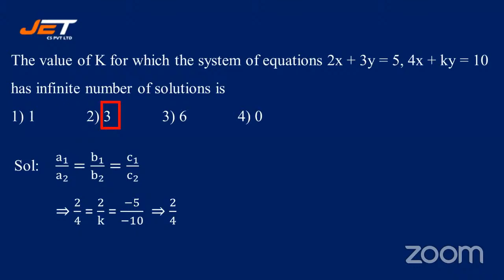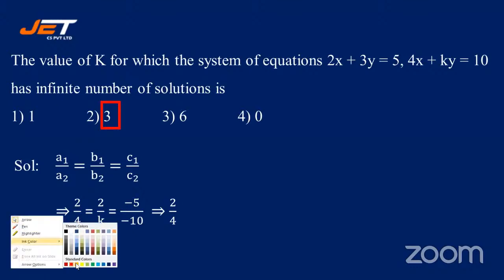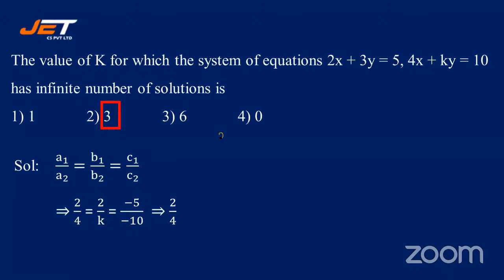Yes, students. So the answer should be here. So here it is 2 by 4 is equal to 3 by K is equal to 5 by 10. So minus minus gets cancelled. Okay. So 2 by 4 is equal to 3 by K. So 2K is equal to 12. K is equal to 12 by 2, which is 6. So option 3 is right.